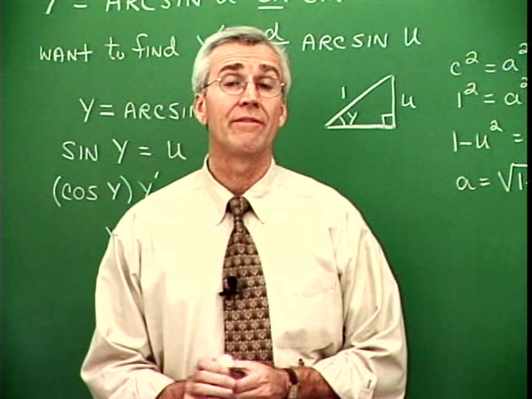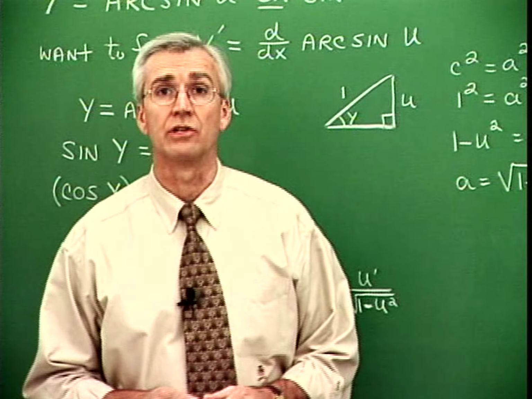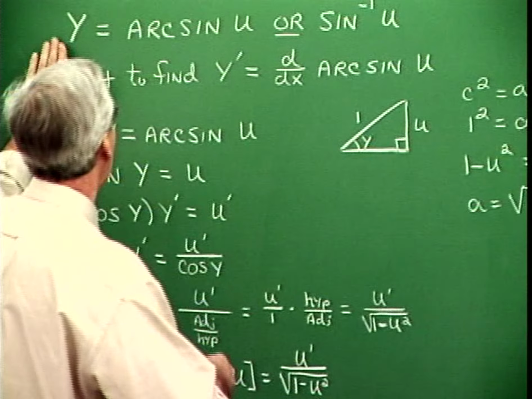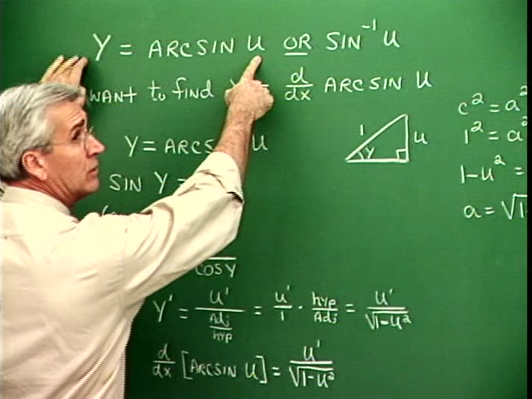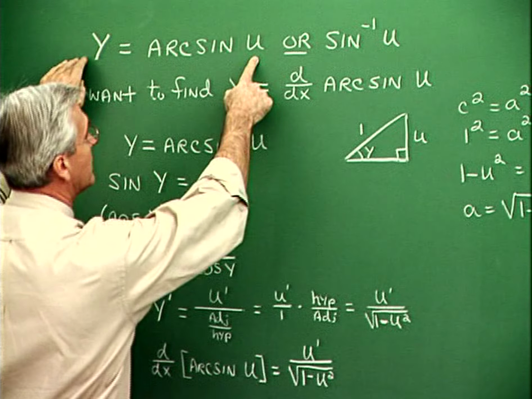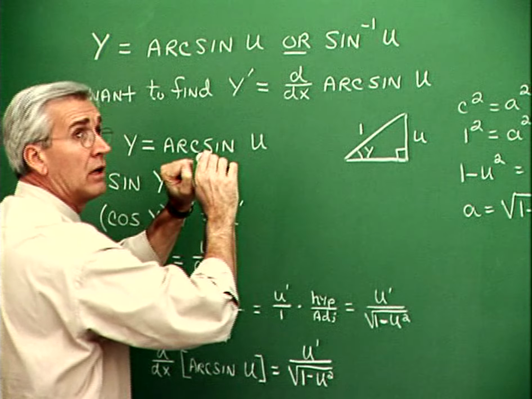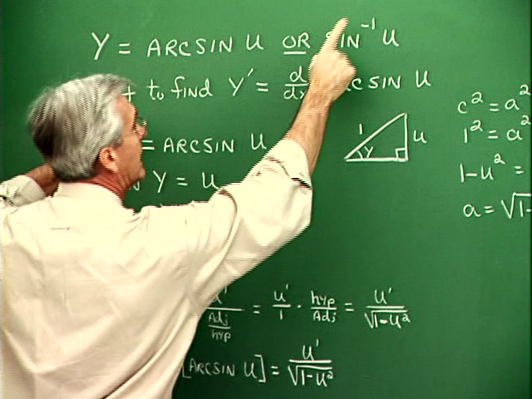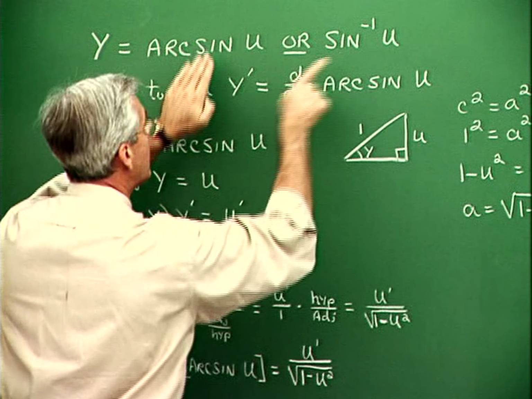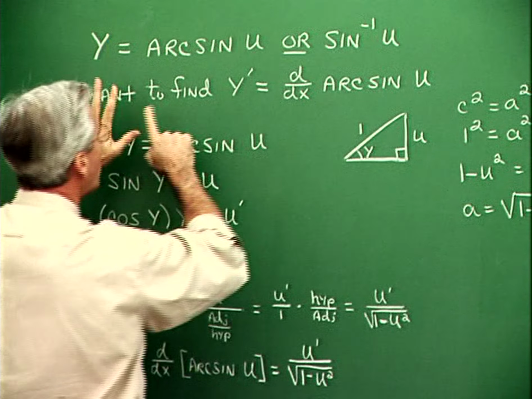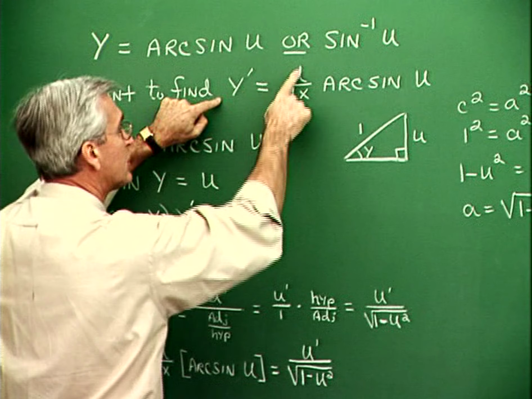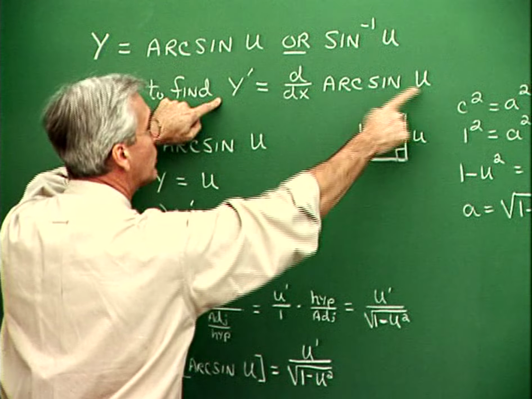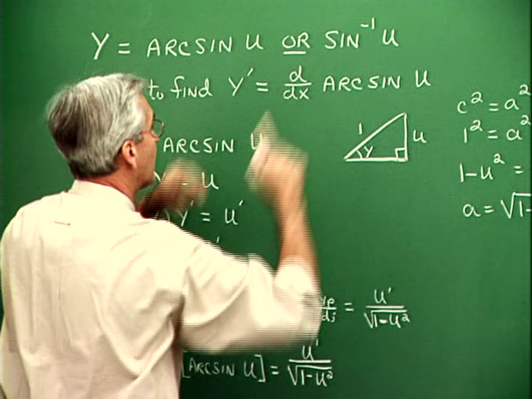Let's talk about derivatives of inverse trig functions. Consider y is arcsine u. Now, u is just some expression, and the alternate notation for this is inverse sine of u. So these mean the same thing. Now we want to find y prime, which is the derivative of arc sine u, or the derivative of inverse sine of u.